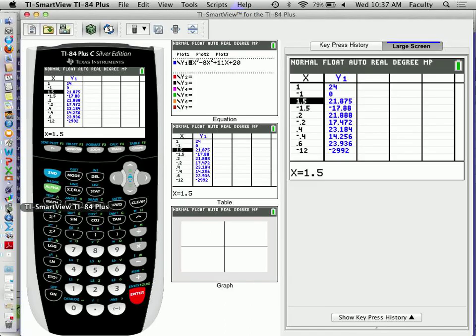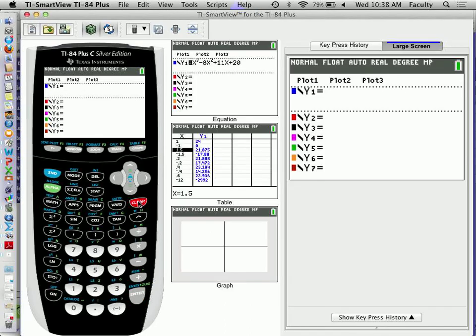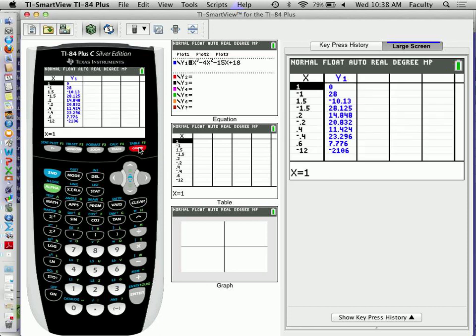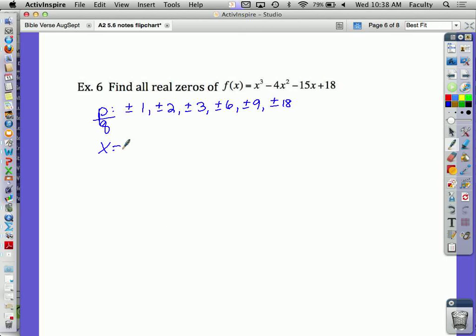So let's go to the graphing calculator to our Y screen, and let's enter this one. I get x cubed minus 4x squared minus 15x plus 18. Now we're on the ask feature, so the nice thing is our 1 and -1 are up there, right? And look, 1 is already a 0. So x equals 1 is a 0, so I can divide this down to a quadratic.